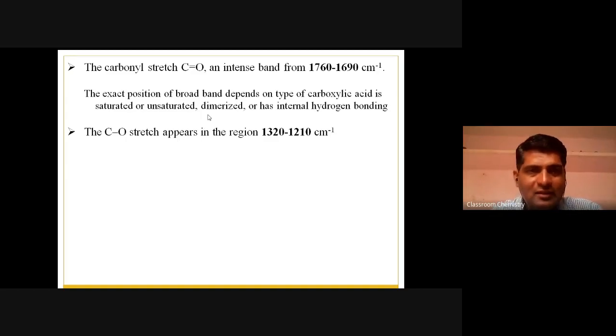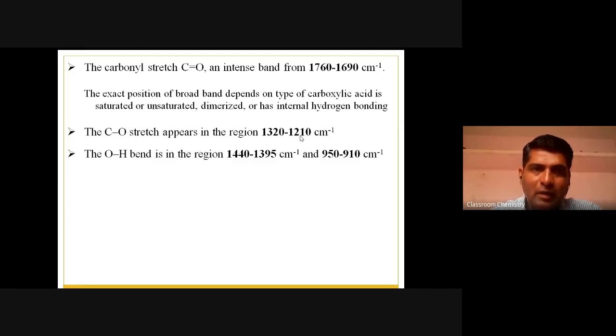A third band you can see is for the CO stretching. The third band of the acid is carbon oxygen stretching, and it appears in the region of 1320 to 1210 centimeter inverse. We get that IR band because of the CO stretching. Now next is the OH bending, the fourth band for the acid compound, and it is in the region of 1440 to 1395 and 950 to 910 centimeter inverse. So we can say that there are two bands for the OH bending in this region. So remember these four peaks for the acid compound.